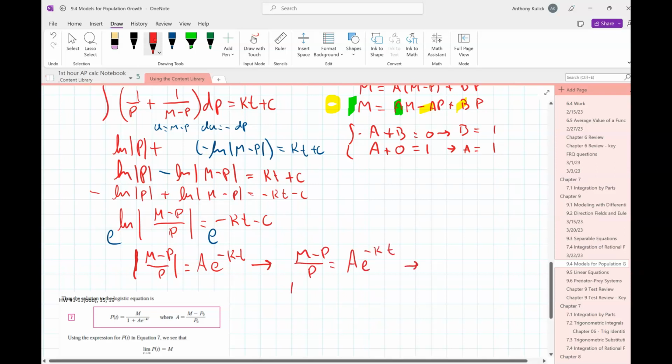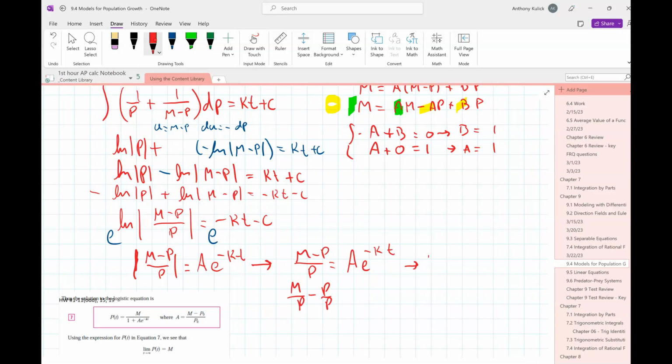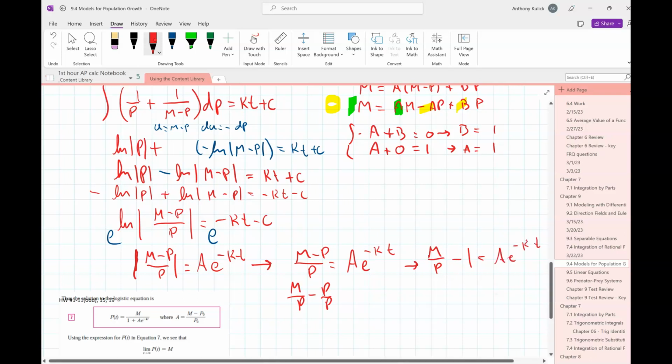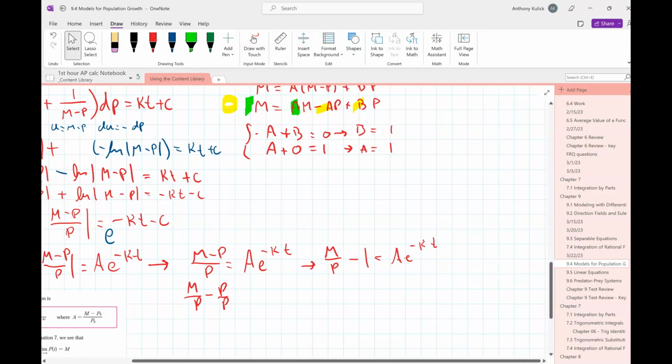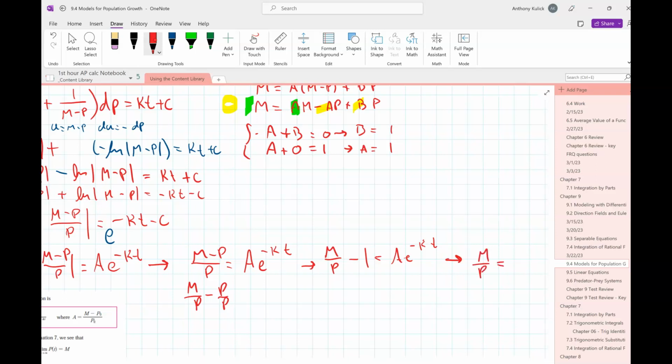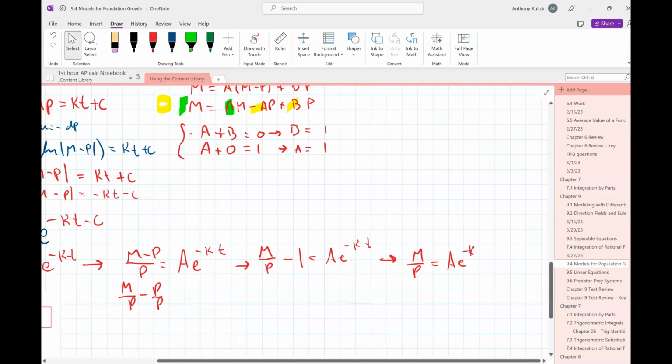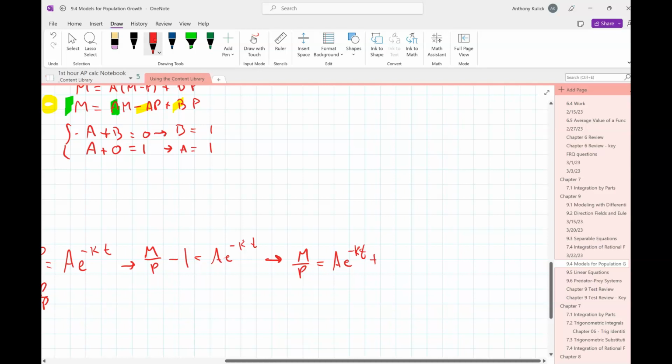And now if I think about M over P, or (M minus P) over P, as M over P minus P over P, I have that. So I can add the 1 over. Oops. Oh yeah, that's fine. And then divide both sides by M.